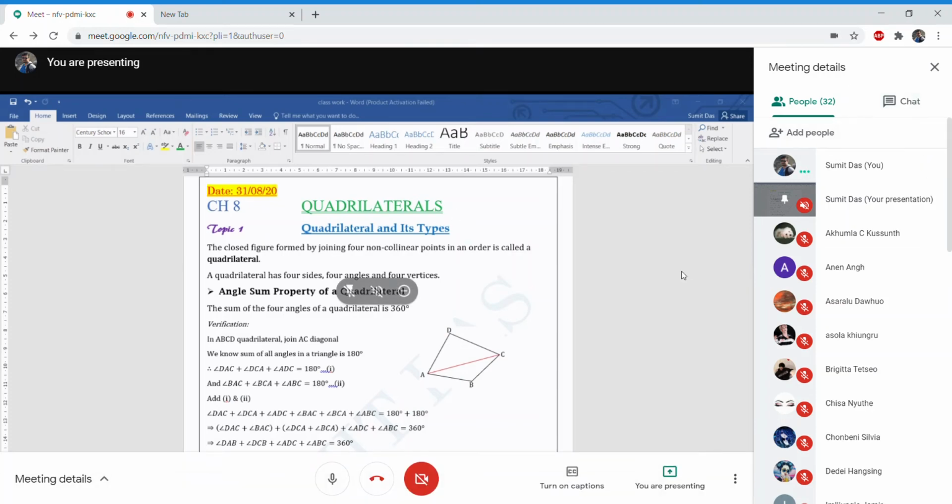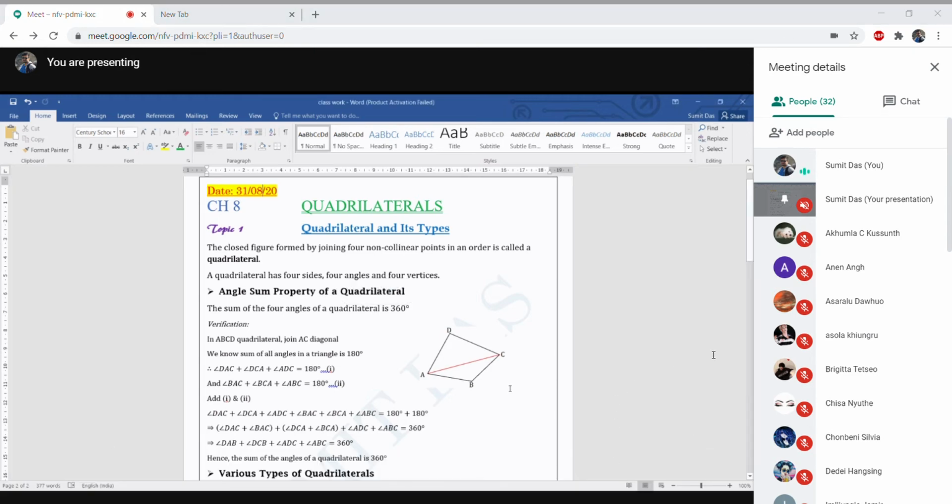Here, look, you can see in chapter 8 it is quadrilaterals, right? So I hope all of you know some basic things about the quadrilateral. All of you learned this before in class. So in this, what is a quadrilateral? The closed figure formed by joining four non-collinear points in an order is called a quadrilateral.